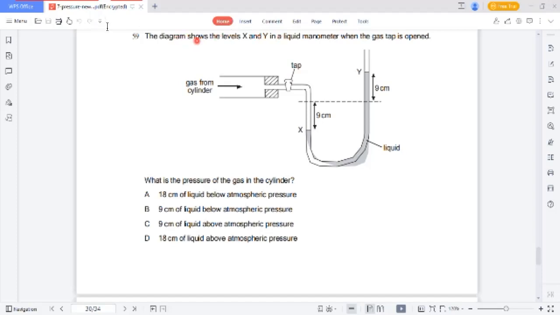The diagram shows the levels X and Y in a liquid manometer when the gas tap is open. Here is the gas tap. When the gas tap is open, the gas will push this liquid in the downward direction, and from here it will move in the upward direction. So 9 plus 9 is 18.